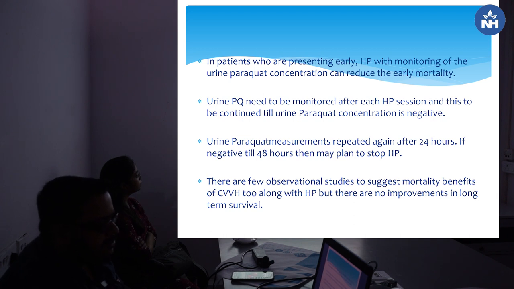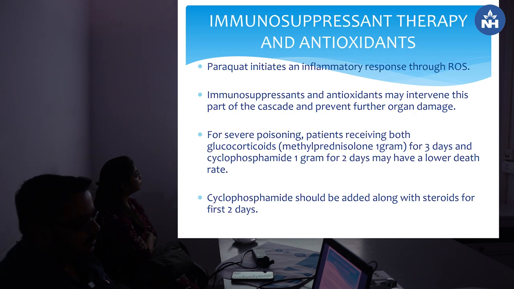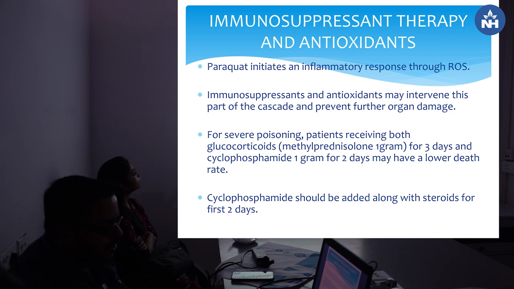There are a few observational studies to suggest mortality benefits of CVVHDF along with hemoperfusion, but for long-term survival, there is no improvement. Now, immunosuppressant therapy and antioxidants. The paraquat initiates the inflammatory response to reactive oxygen species as described earlier. The immunosuppressants and antioxidants may intervene in this part of the cascade and prevent further organ damage.